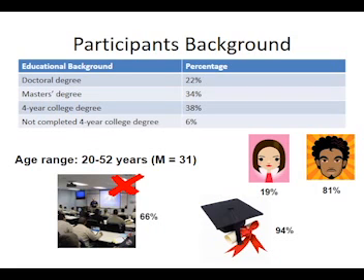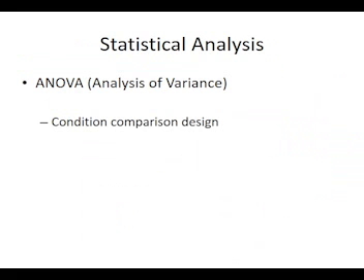We did a statistical analysis with ANOVA. It's like a t-test that allows the comparison of three means, because we had three conditions: no information, priming, and explicit. So this is a type of statistical test exactly for this situation. And these are a little bit of our results.